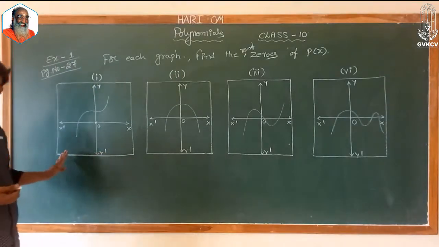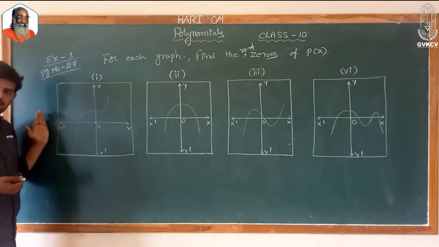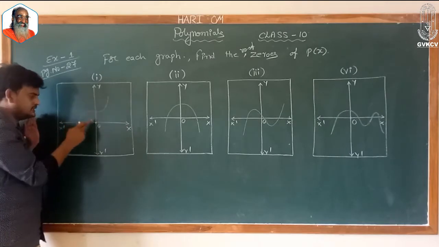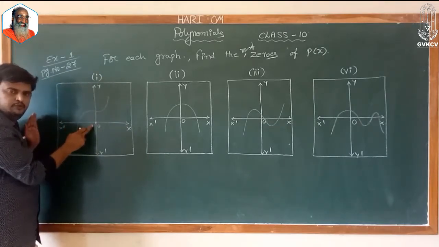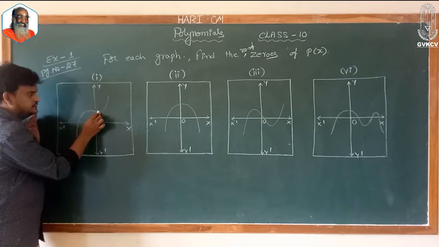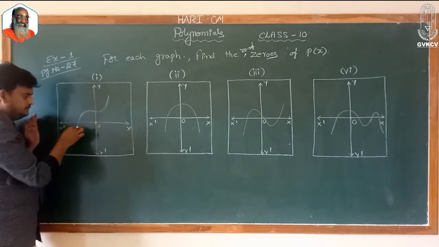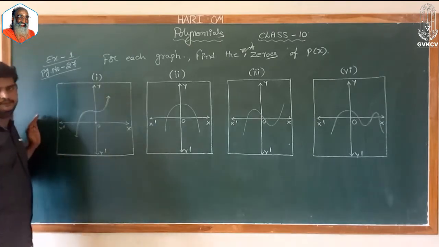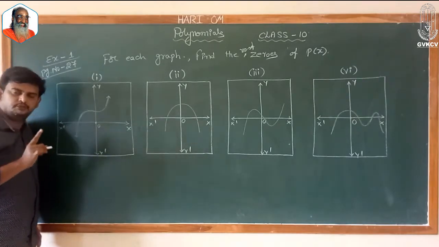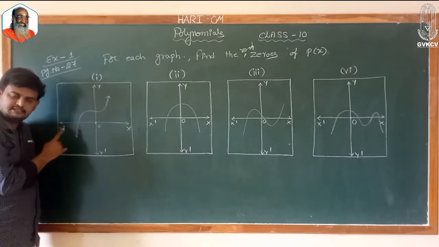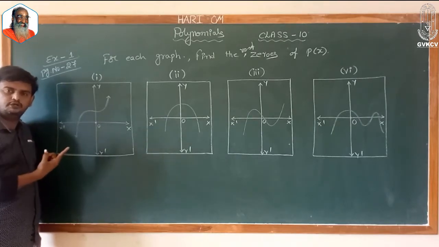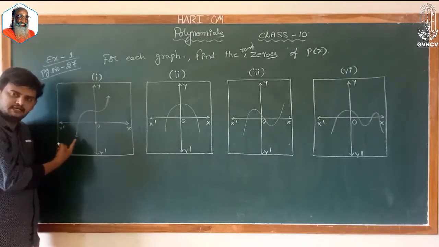Now, the first graph. When we observe this graph properly, we have an x-axis and a y-axis. When we draw the graph of a polynomial, this is the shape of the graph. Now, what do we need to observe? You need to observe whether the graph touches the x-axis or not.